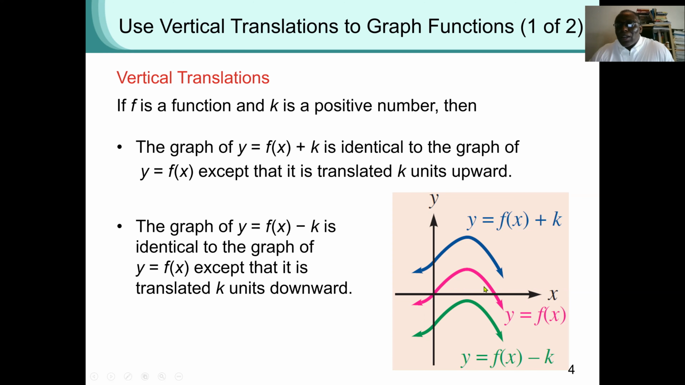So we can say our graph y equal to f of x, which is the red graph, has the same shape as the blue and the green. The group of three graphs here, the shapes are the same because it's y equal to f of x. But the blue is translated plus k, so it moves k units upward. The down one, green, is translated f of x minus k, so it moves k units downward. So again, that's the concept of vertical translations.